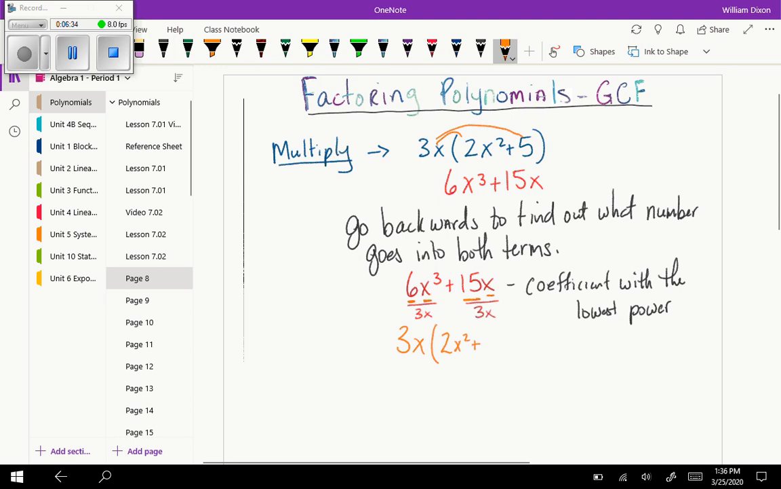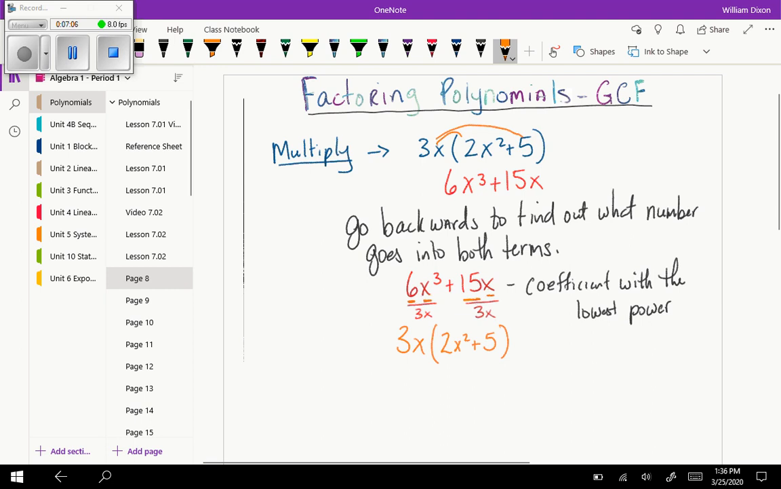And then you have 15x to the third. Well, you know that's 15x divided by 3x, sorry. So you know that 15 divided by 3 is 5. X divided by x, well, that's just going to be 1. So that's your answer. Factoring using the greatest common factor, the answer is going to be 3x times the quantity 2x squared plus 5.